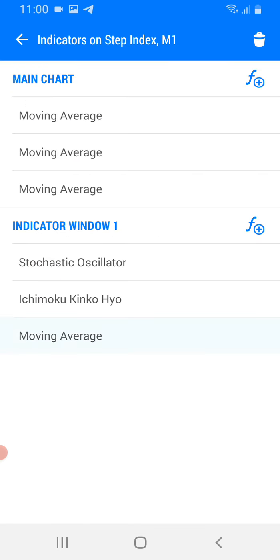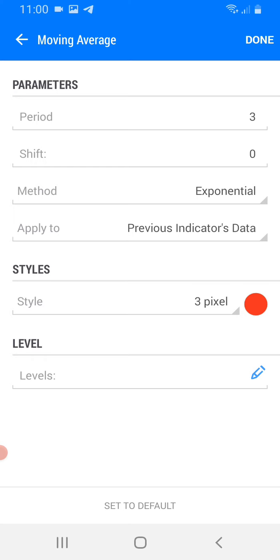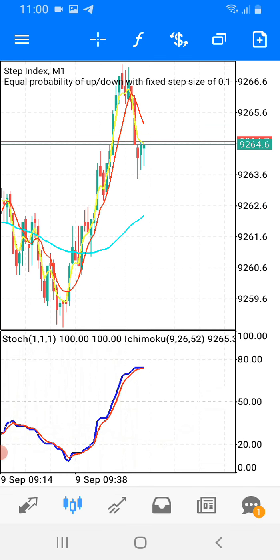The last indicator is the moving average. The period is 3, the shift 0, method exponential, apply to previous indicator's data. The style 3 pixel, then you click done. So that's it. You can see that, guys.